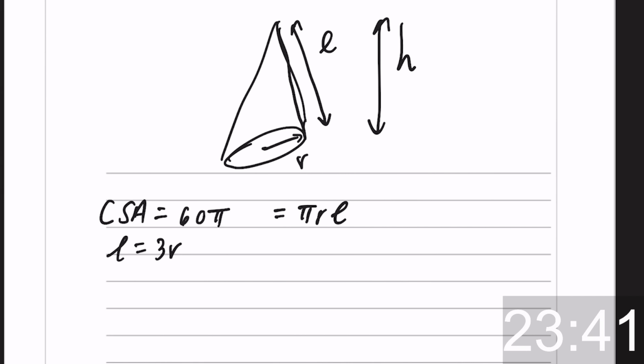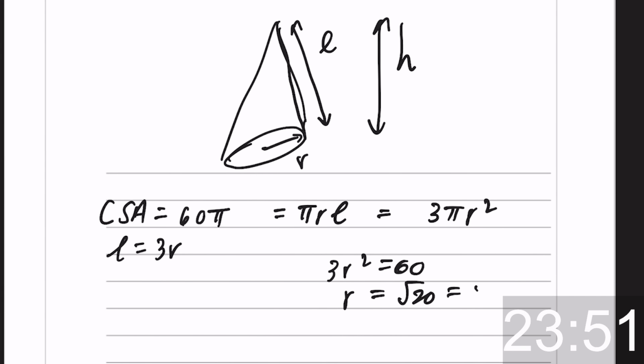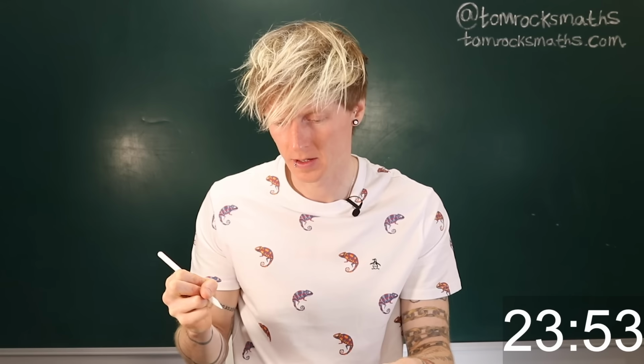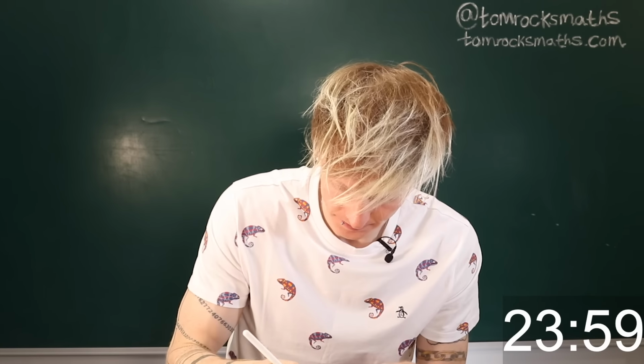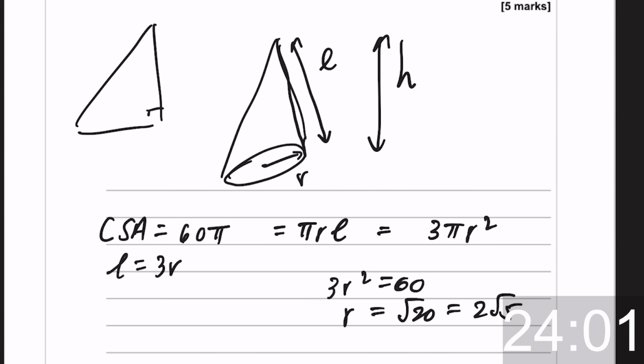But L is 3r, so that's 3 pi r squared. So therefore 3r squared is 60, which means r is the square root of 20, which is 2 root 5. Cool. And then I need to know h. So that's a triangle. So we've got this one's L, which we know is 3 lots of r, so that's 6 root 5. This is 2 root 5.